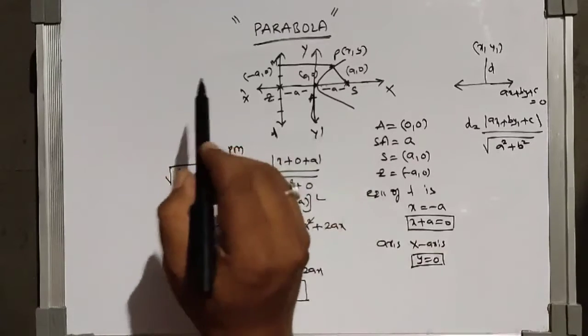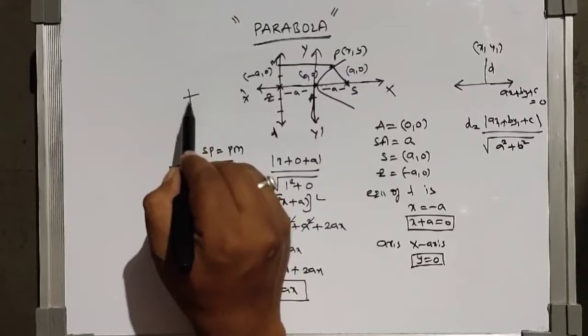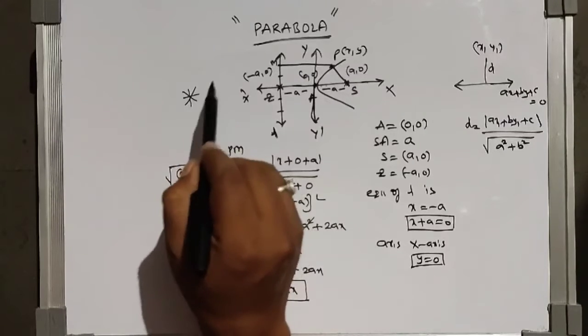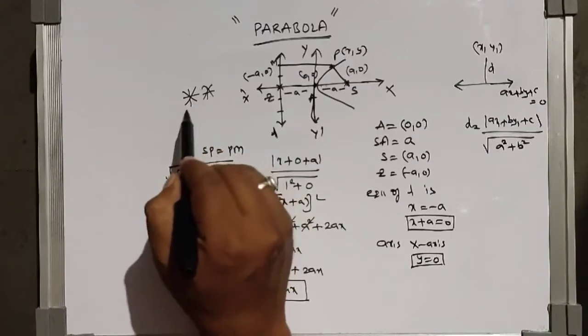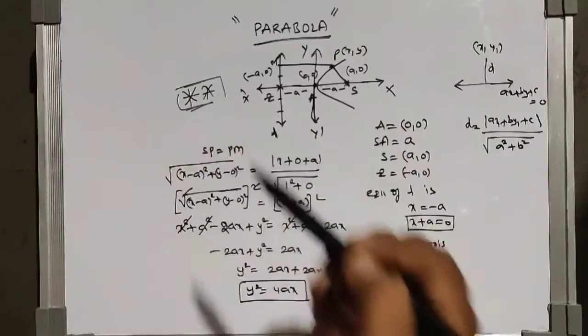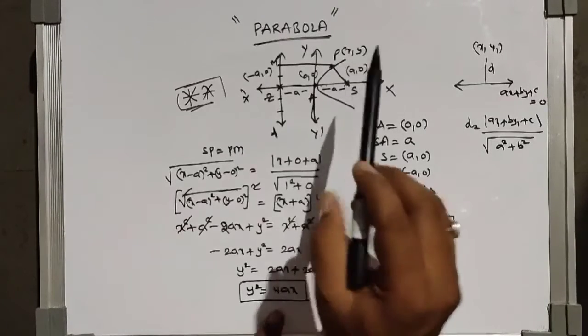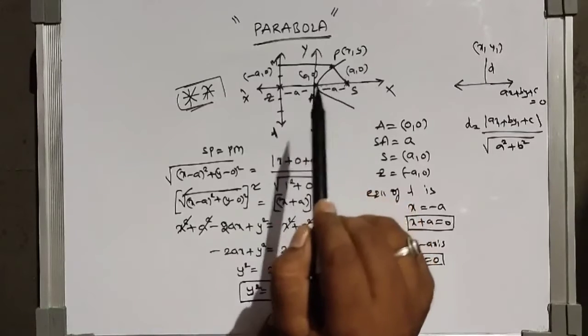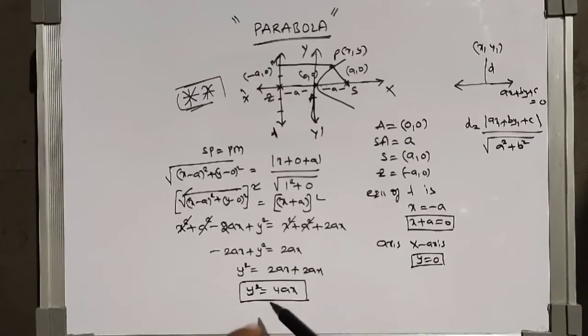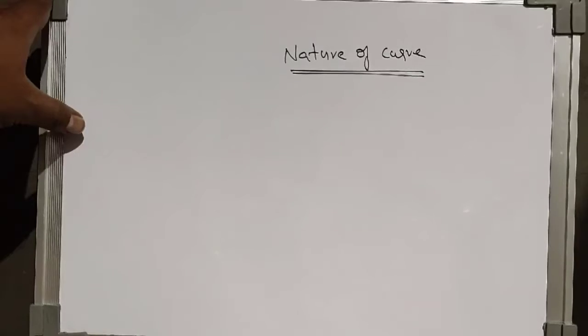So this is an important question for the IP examination for 4 marks or 7 marks. Very important: the derivation of the parabola equation, that is y square is equal to 4ax. So in this way the value of a is the distance from the vertex A to S, and x comma y is a point on the parabola. That way this is the equation of parabola.